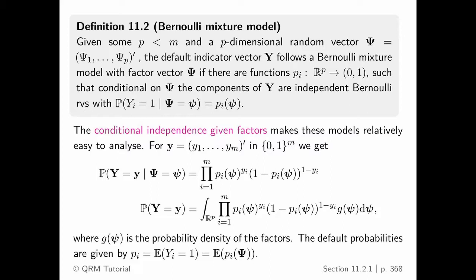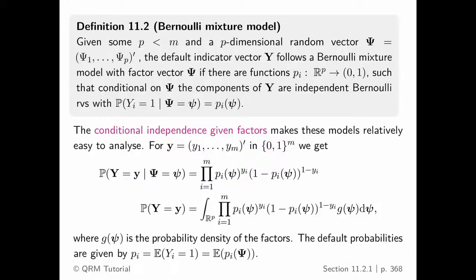And then the default indicators are said to follow a Bernoulli mixture model with factor vector psi if they are conditionally independent given psi, which means we can find some functions, pi, and conditional on psi, the components of Y are independent, and the conditional default probabilities depend on psi. So you're going to see here big psi's and small psi's. This may be confusing. Big psi is a random vector. It's the usual convention. Small psi is a particular set of realized values for economics. So again, think of these factors as having industry interpretations.